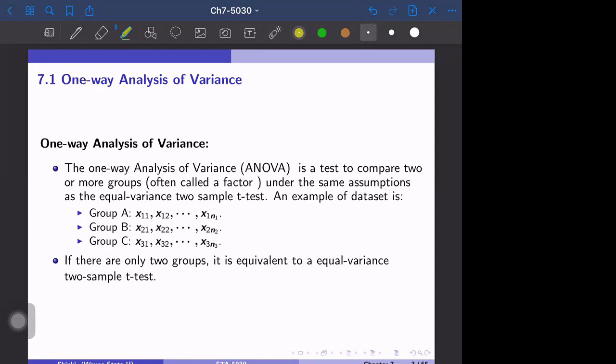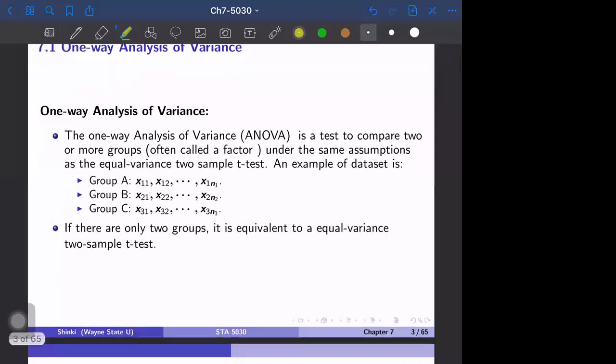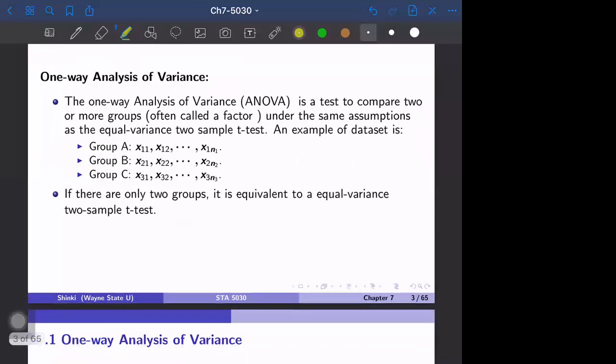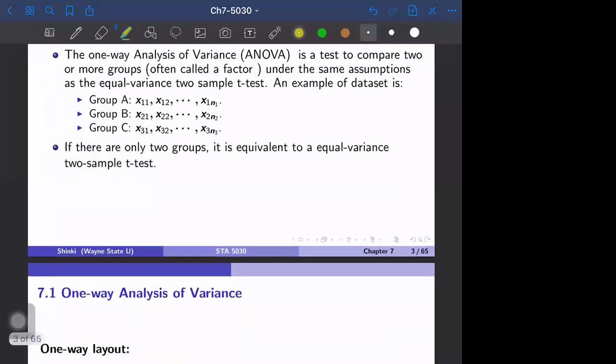One-way means that we have only one factor. If we have two factors, such as the fertilizer and the location of the plants, then we have two factors. If there are only two groups, it's equivalent to the equal variance two-sample t-test. We can test multiple groups, but we have a slightly stronger assumption that all groups have the same variance. Okay, so what's the model?